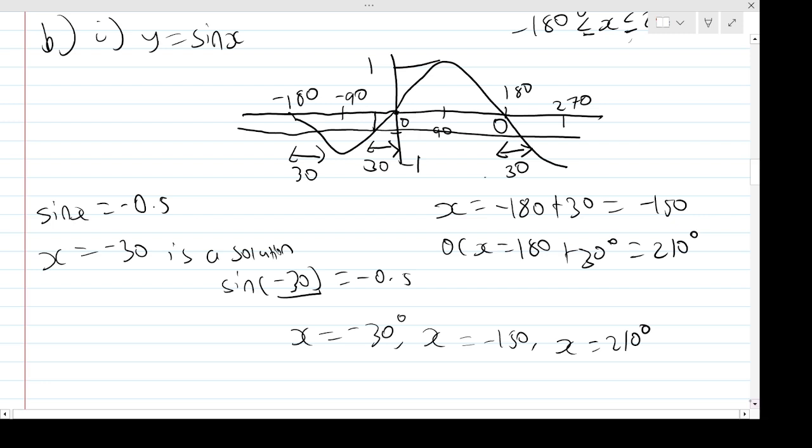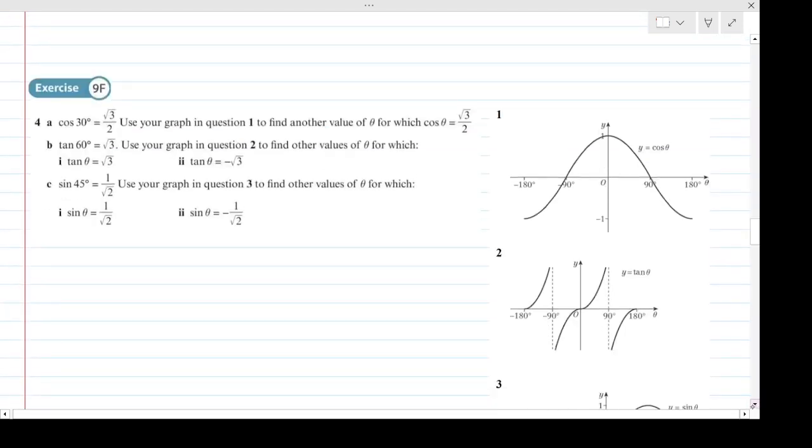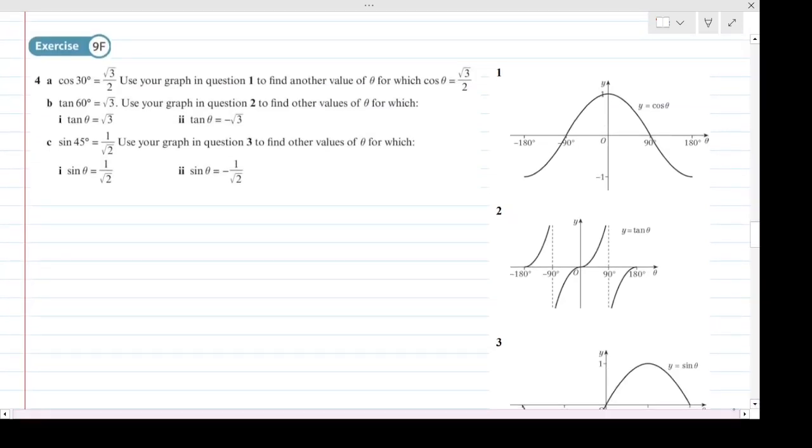Right, let's have a look at an example then. Just one more. There's not a lot to this chapter, but anyway, I want to practice this skill even more, so this whole idea of using the graph to spot more solutions. So we are told in this case, part A, cos of 30 is root 3 over 2. Use your graph in question 1 to find another value of theta for which cos theta is minus root 3 over 2. By the way, when it mentions the graph in question 1, 2, and 3, I've just copied it there, so that's the graphs we're working with, okay?